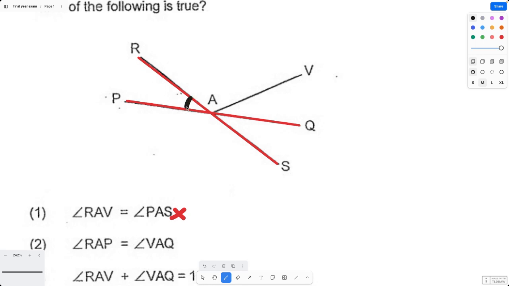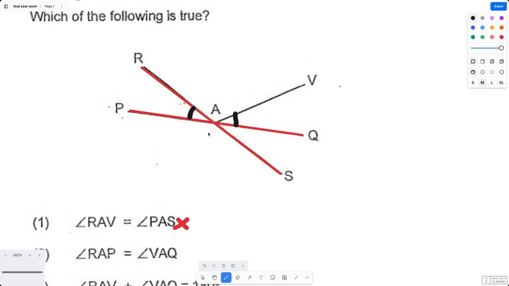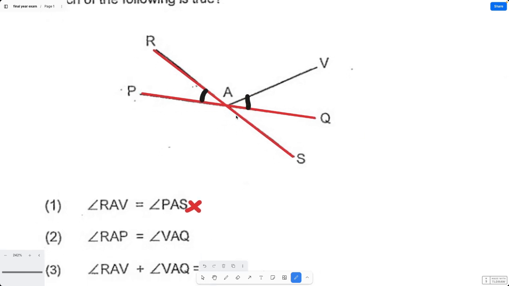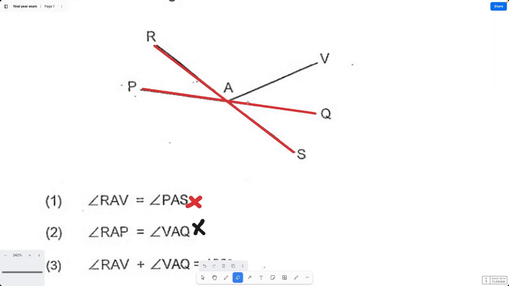RAP is this one, it's equal to VAQ. VAQ, this one. Is this correct? No. Why not? Because these two are not the same line. This V over here is not on the same line, even though it looks the same, but it's not. So the only way is this angle, not this angle, right? In this case, you might be tricked, but this is wrong as well. Okay, let's move on to the next one.